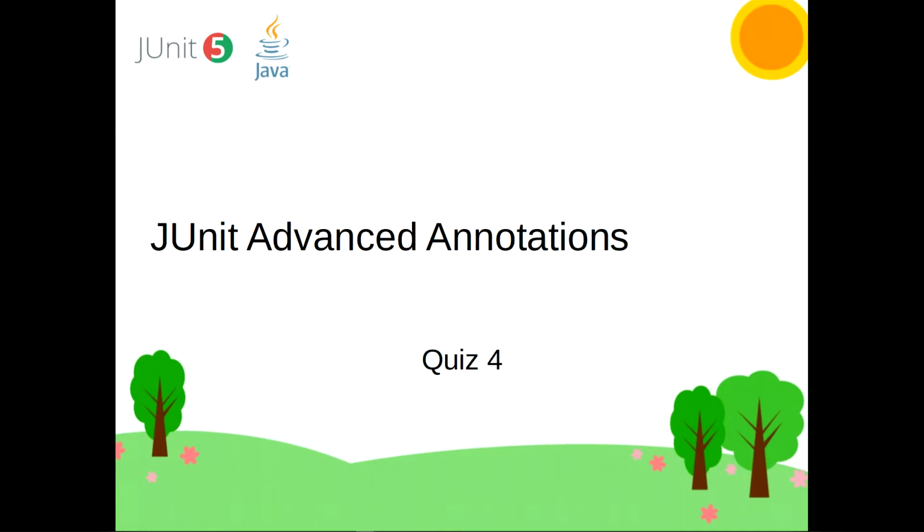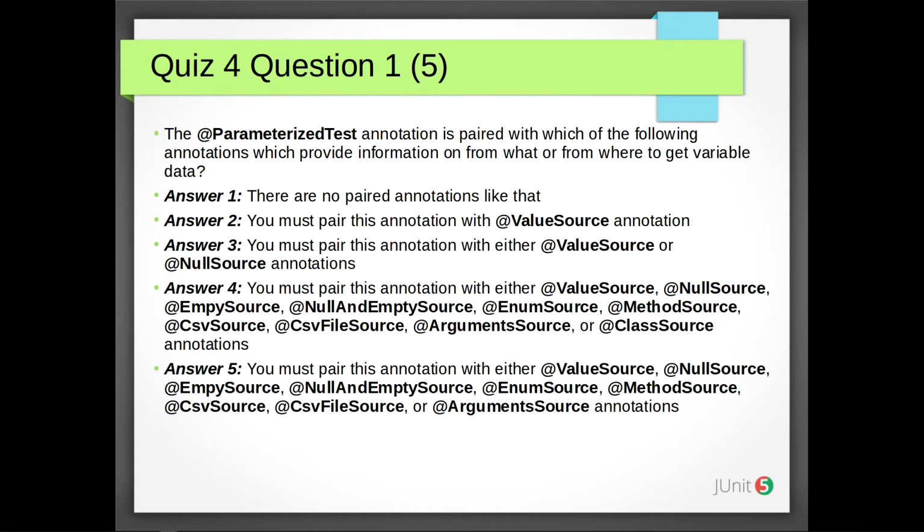JUnit Advanced Annotations. Quiz 4. Quiz 4, question 1. The @ParameterizedTest annotation is paired with which of the following annotations which provide information on from what or from where to get variable data?